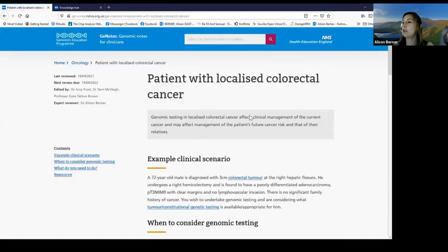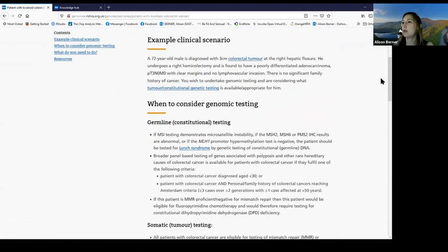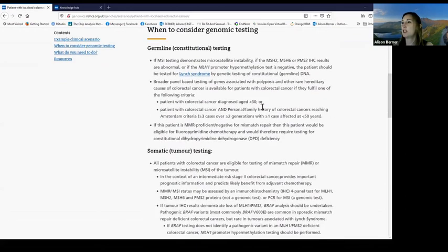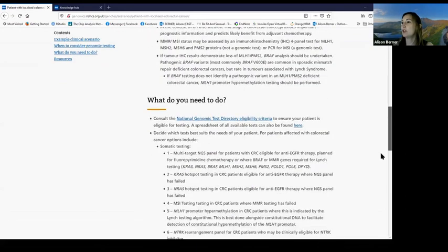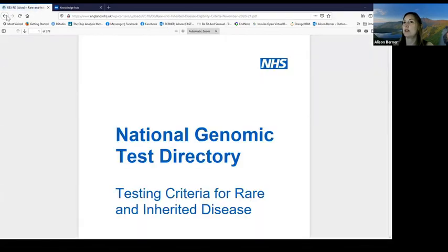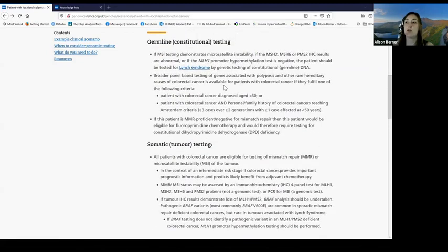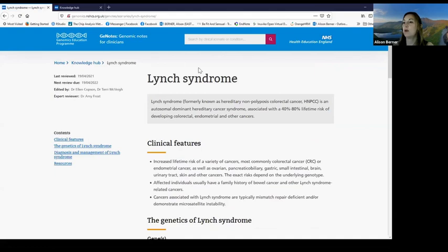And so clicking on the individualized patient case, you would be able to have a look through the scenario, find some background information, and then click links out to resources. So for example, here you have the National Test Directory. And then moving back into it, you can also move into further, more in-depth information on areas of interest. So for example, here, more information on Lynch Syndrome.